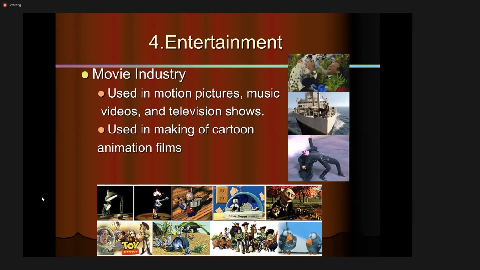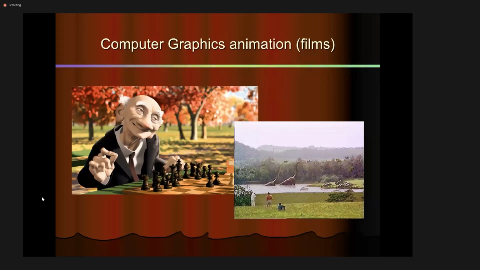Normally we call that, and there's a new terminology used for it, computer generated imagery. CGI tools are there. Here you have computer graphic animation, 3D graphics, and here we have another movie, Jurassic Park. We have already seen that one.